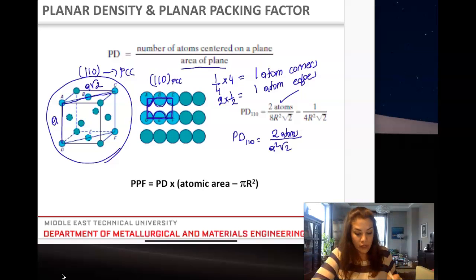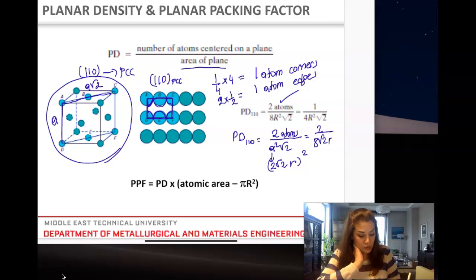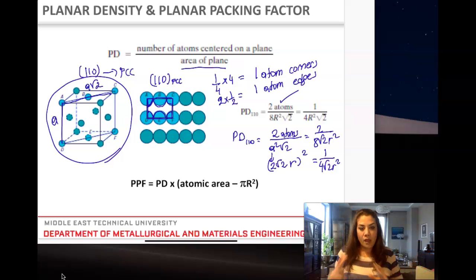But I know from the very first part of this lecture series, for FCC, a is equal to 2 square root of 2 r, right? If I take the square of it, what is that? 2, 2, 2, 8, right? That gives 2 over 8 square root of 2 r squared, and that is equal to 1 over 4 square root of 2 r squared. It's that simple.